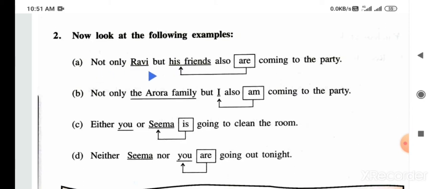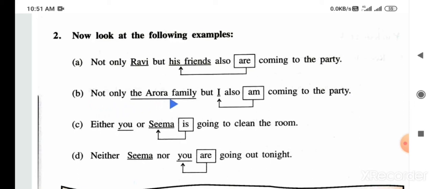Not only Ravi but his friends also are coming to the party. Not only Ravi. अब देखिए रवि फर्स्ट नाउन से ये फर्स्ट नाउन के आधार पे ये आर नहीं लगा है, बल्कि ये लेटर नाउन यानी कि बाद का जो नाउन है उसके आधार पे लगा है. एग्जाम्पल पढ़ते हैं फिर देखते हैं. नॉट ओनली रवि बट हिज फ्रेंड्स ऑल्सो आर कमिंग टू द पार्टी.